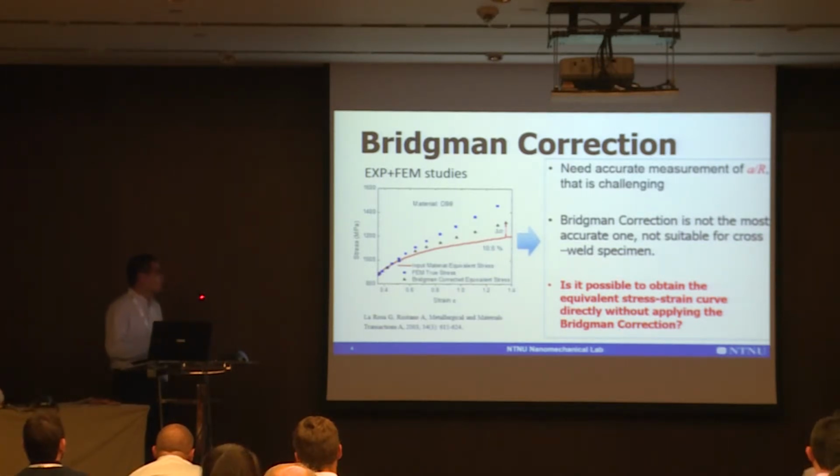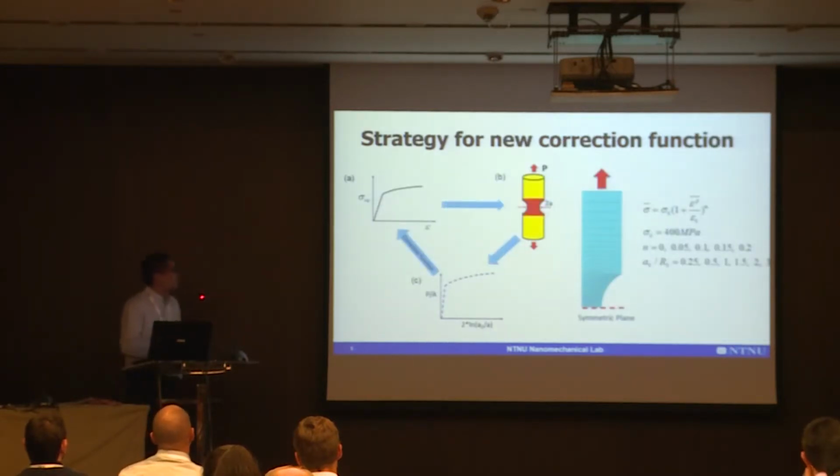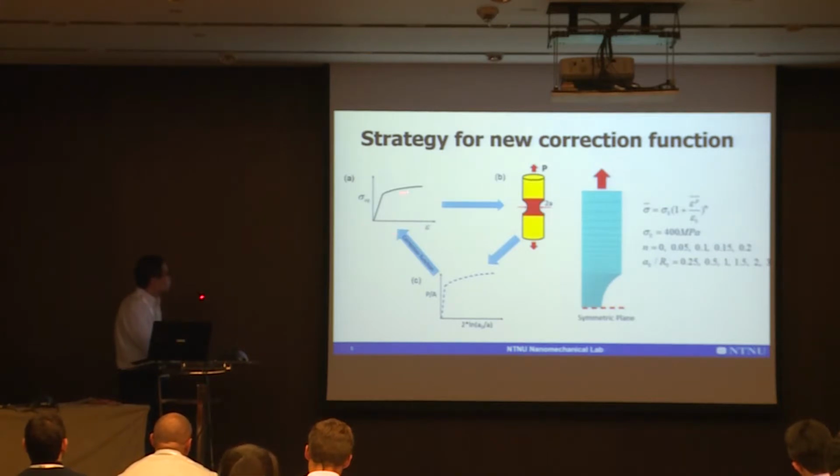So we are thinking, is it possible to obtain the equivalent stress strain curve directly without applying the Bridgman correction method? Our strategy looks like this. We assume that the material follows a stress strain law, and we apply this material to the notched specimen. From numerical analysis, we obtain the true stress strain curve. And with our method, the true stress strain curve from the notched specimen can be converted back to the input equivalent stress strain curve.